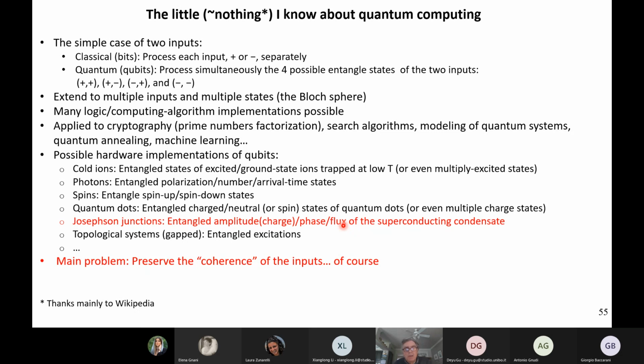You can also use flux, particularly the flux in a superconducting condensate through a magnetic loop, for example, is quantized. And that's an idea where you can define states of these magnetic quantities, for example. And now there are, of course, with the advent of topological systems, lots of other ideas about entangled excitations for gap topological insulators. The main problem in all of these is how do you preserve coherence.